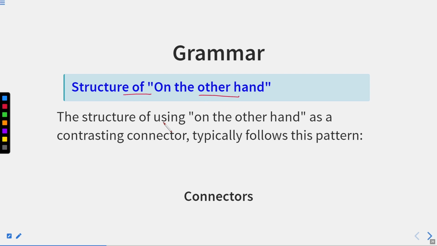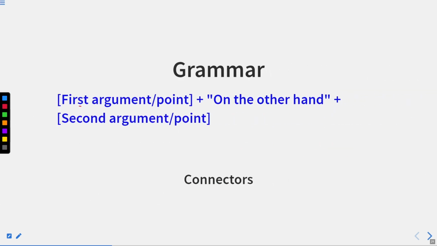Structure of "on the other hand." The structure of using "on the other hand" as a contrasting connector typically follows this pattern. What pattern? First argument or point, on the other hand, and after that we'll have the second argument or point. So first we have the first statement, the first point. After that we have "on the other hand," and then we have the second point or argument.